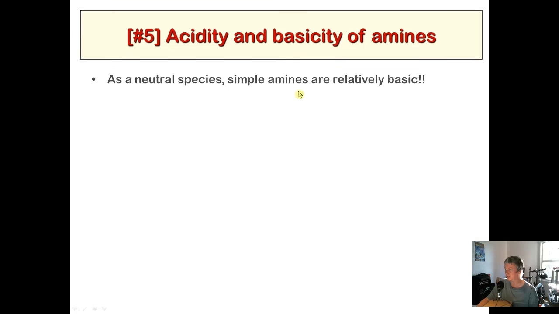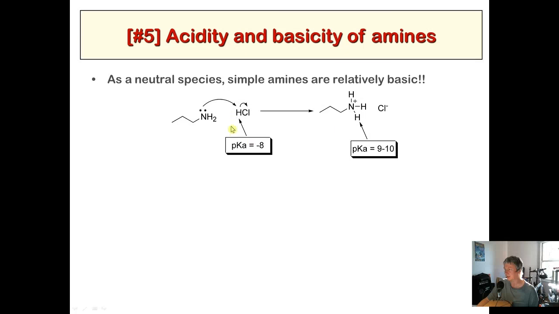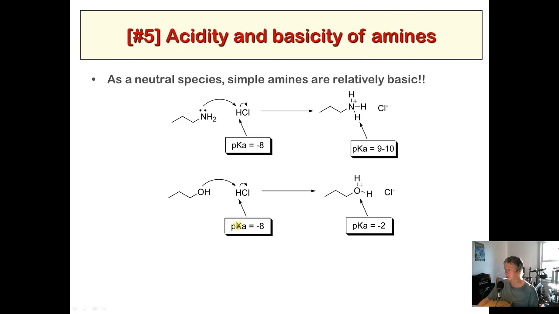As a neutral species, simple amines are relatively basic, or we'll say moderately basic. They find HCl and remove HCl and things like that. So propylamine, the pKa of HCl is -8. Propyl ammonium is pKa 9 or 10. Equilibrium goes towards the positive, larger pKa. So this equilibrium goes to the right, and it's a mild base that you'd use to soak up HCl or something. Whereas an alcohol doesn't do that really, right? Or not as much. An alcohol is not that basic.